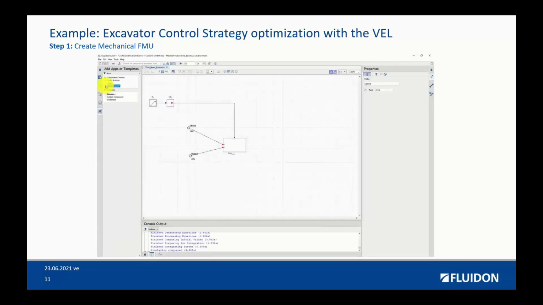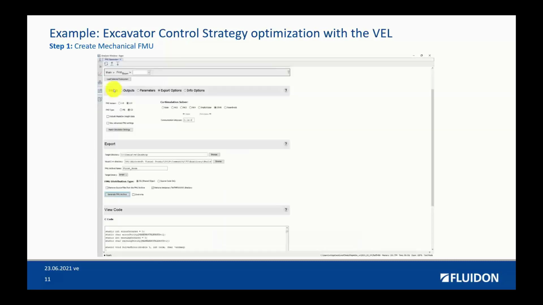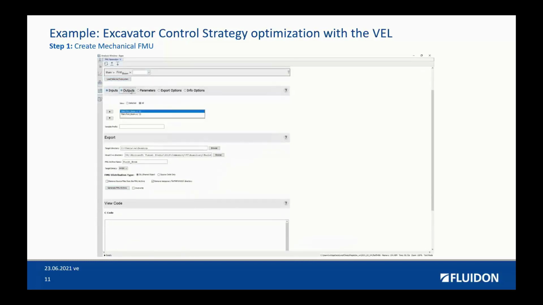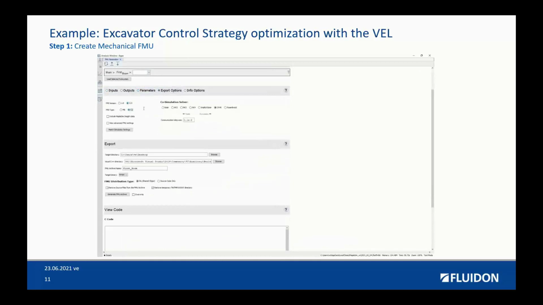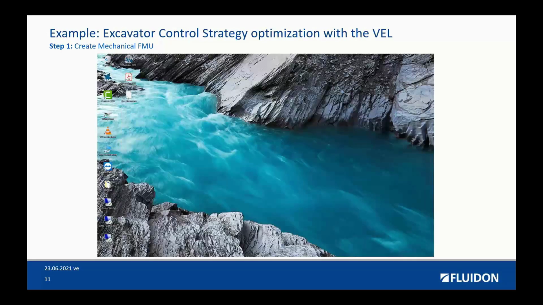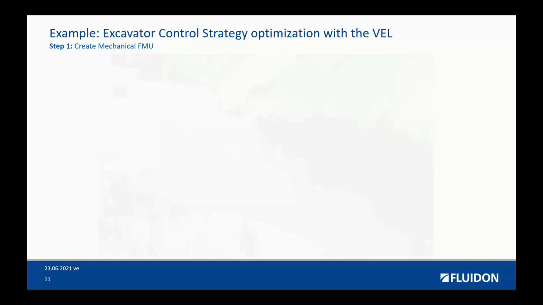Okay, and finally, I can export this mechanical model as FMU, do some settings, select the inputs again, the outputs, choose some parameters, export options. So I do a co-simulation and export with solver. And now the mechanical representation of the digital twin is ready for further use.